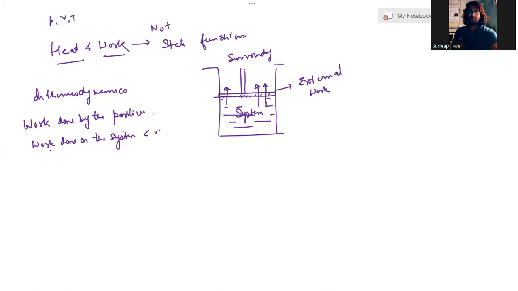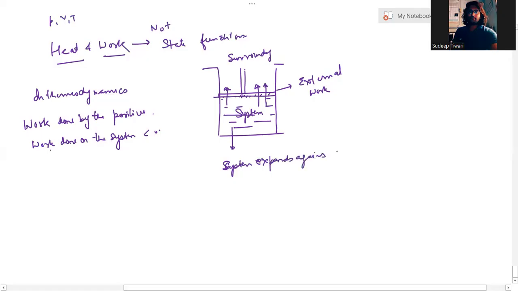Whenever we talk of work done by the system, let's say in this particular scenario, if work is done by the system on the piston, so what will happen? Obviously, the system would expand. System expands against what? Against pressure. And in this expansion, your dV becomes positive, so we say that work is positive. That is, work is done by the system.